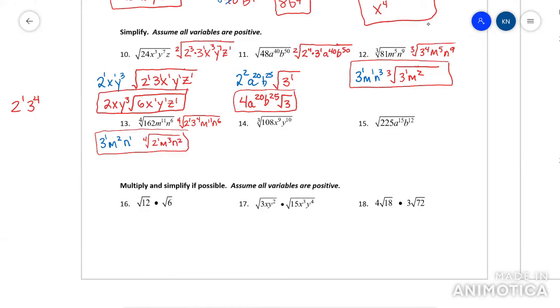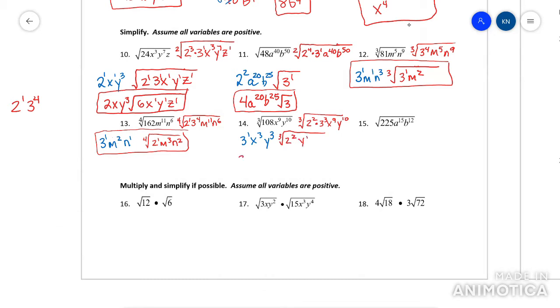Okay, 108. 108 is 2 squared times 3 cubed. We're making groups of 3. So you can take out a 3, 3 X's, 3 Y's, and left over would have been the 2 squared, none of the X's, and 1 of the Y's.